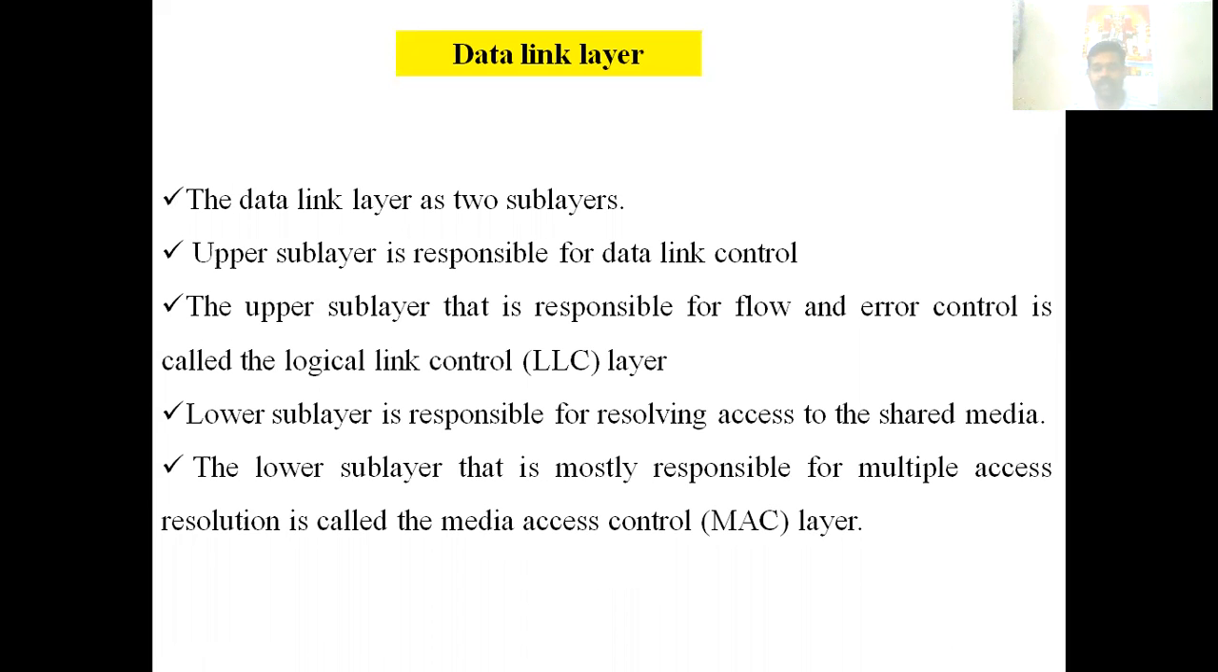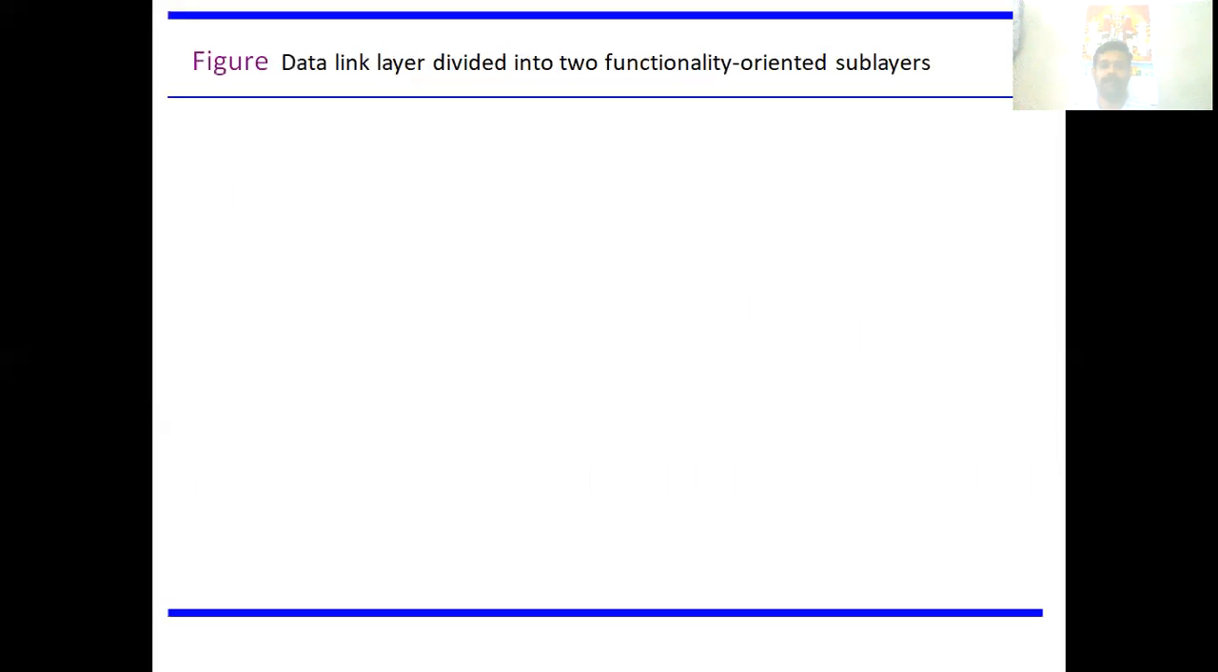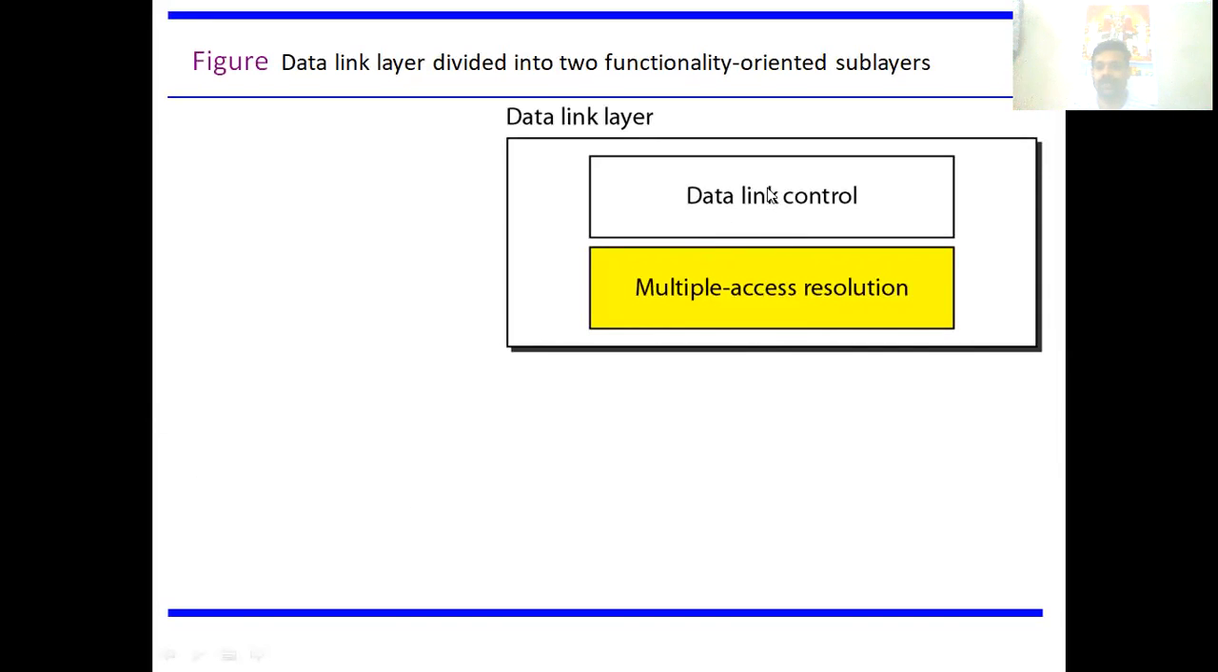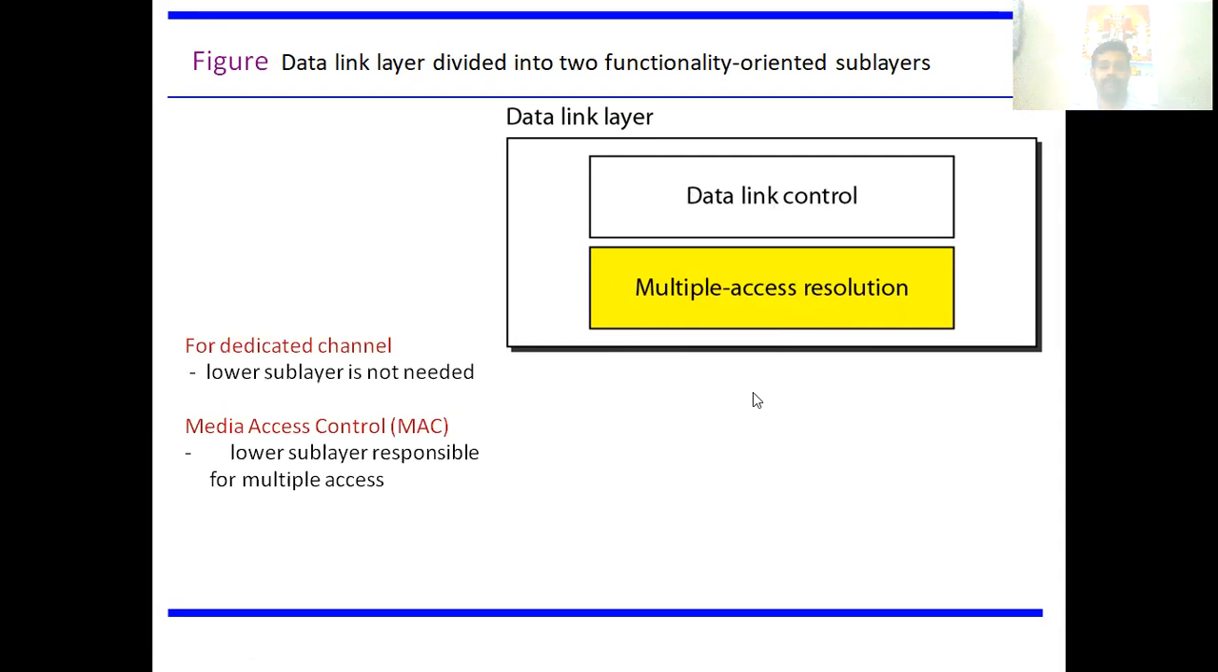So two sublayers are there. One sublayer is called the logical link control sublayer, another one is the medium access control sublayer. So these are the two layers: the logical link control layer and multiple access resolution, that is nothing but the MAC sublayer. For a dedicated channel, the lower layer is not needed. But if more than one device is connected to a link, then this MAC layer is a must.